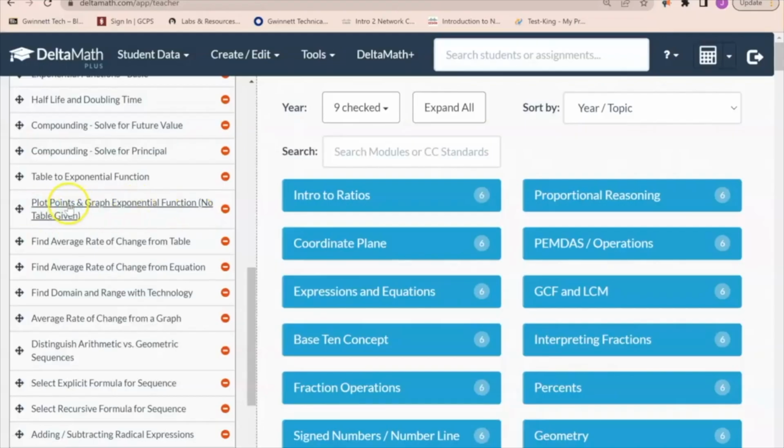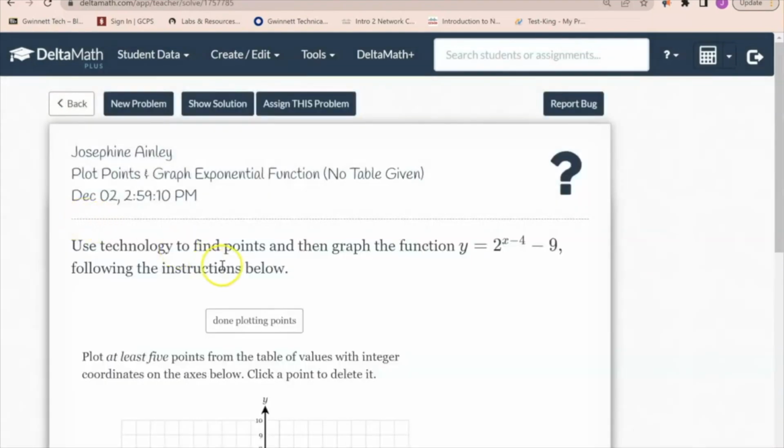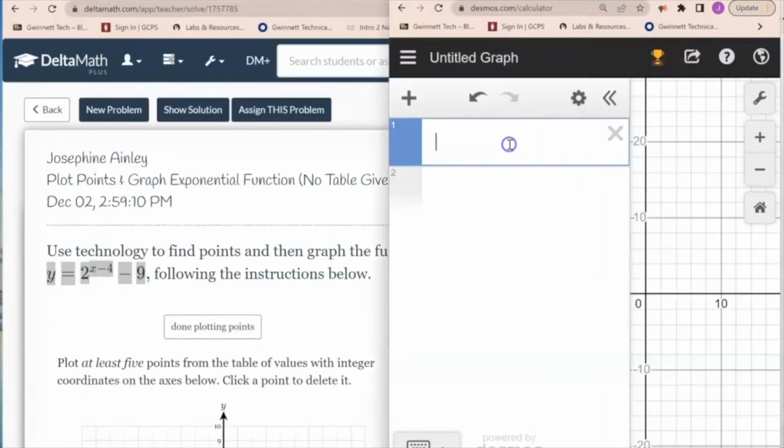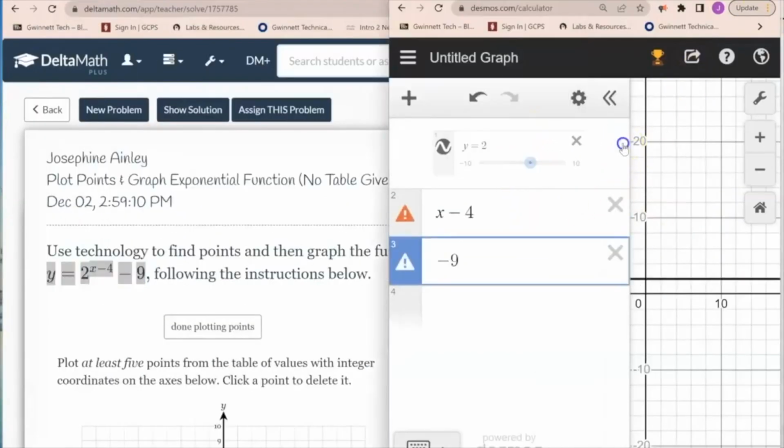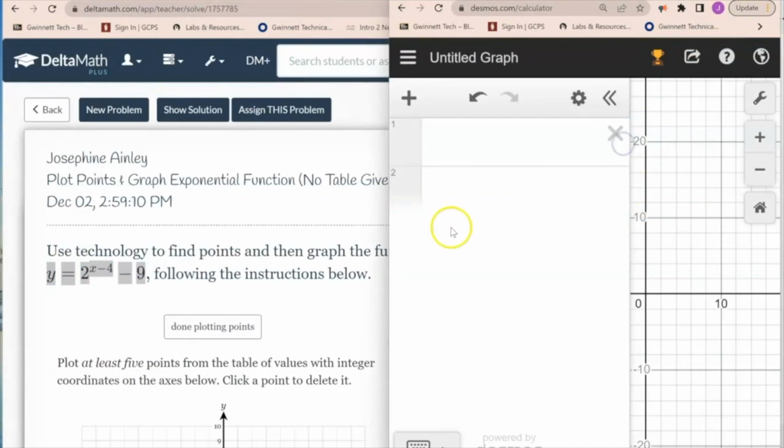All right, so we're going to take a look at plot points and graph exponential function, no table given. This one is actually not as sensitive as it seems like. It says use technology, so we're not going to plug in numbers. We're going to copy, Control C, and then paste it into Desmos, Control V, and it doesn't like it at all. So I guess I have to type it in. So I'm going to go ahead and type it in.